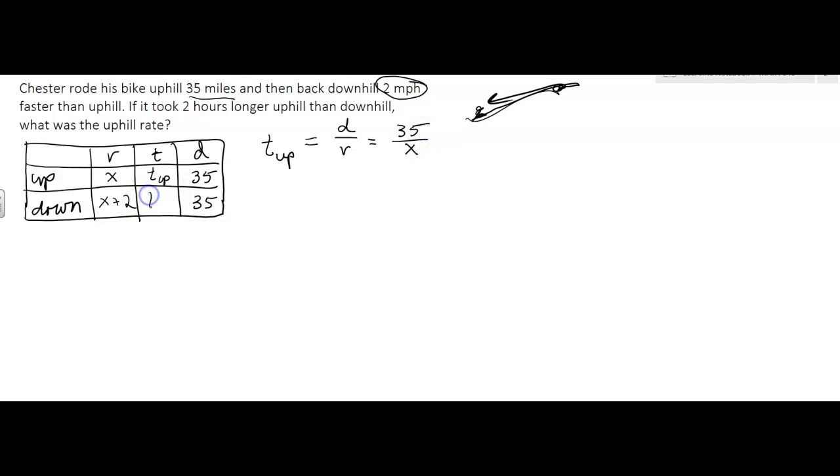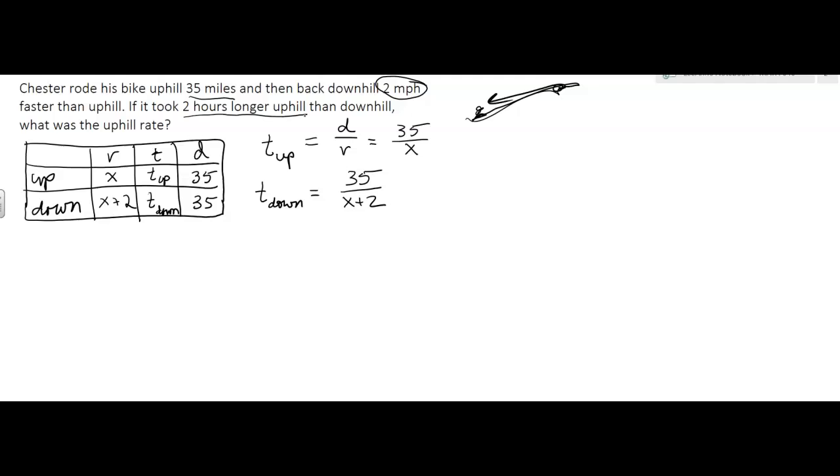Now let's do the same thing, only t down. Now you might be saying, why didn't you just put t for both of them? I can't this time because the time is not the same, okay? So the amount of time that it takes him to go down the hill is 35 over x plus 2. Now, which one takes him longer? It takes him longer to go uphill, right? It takes 2 hours longer to go uphill than downhill.